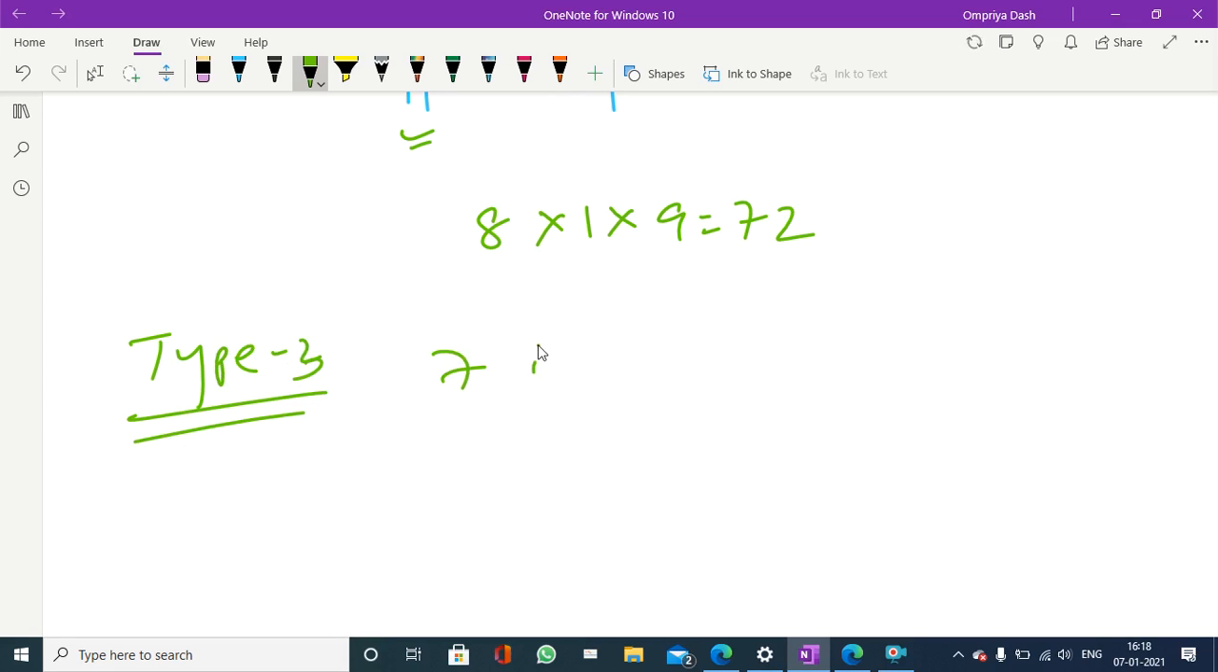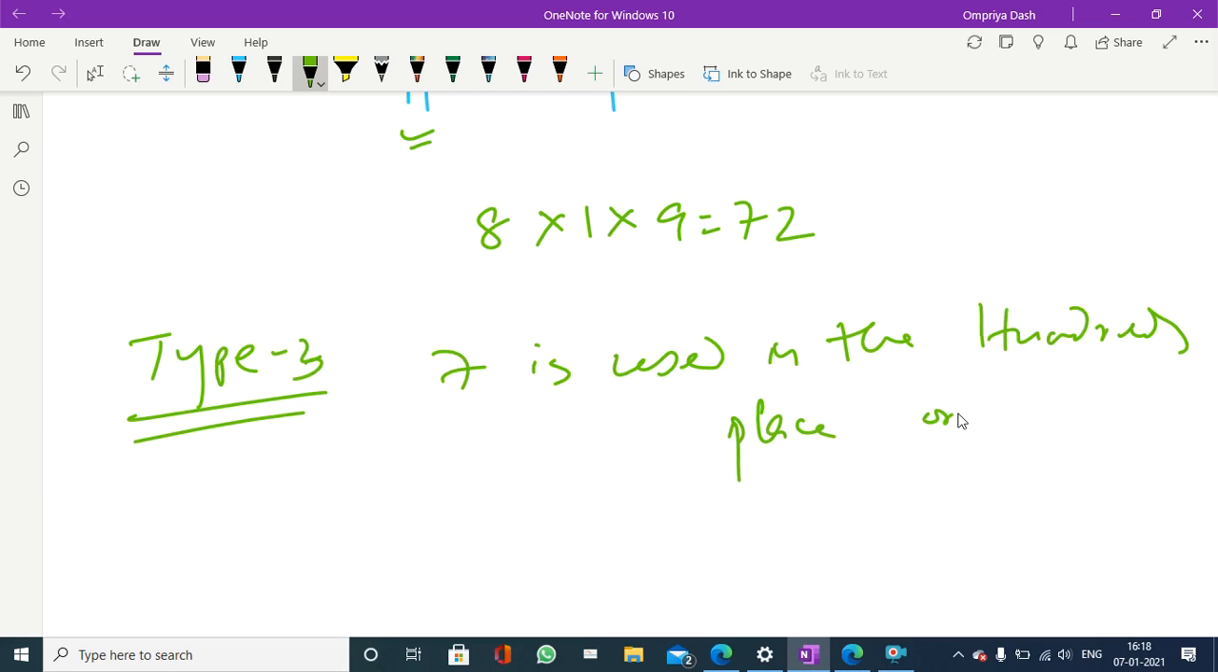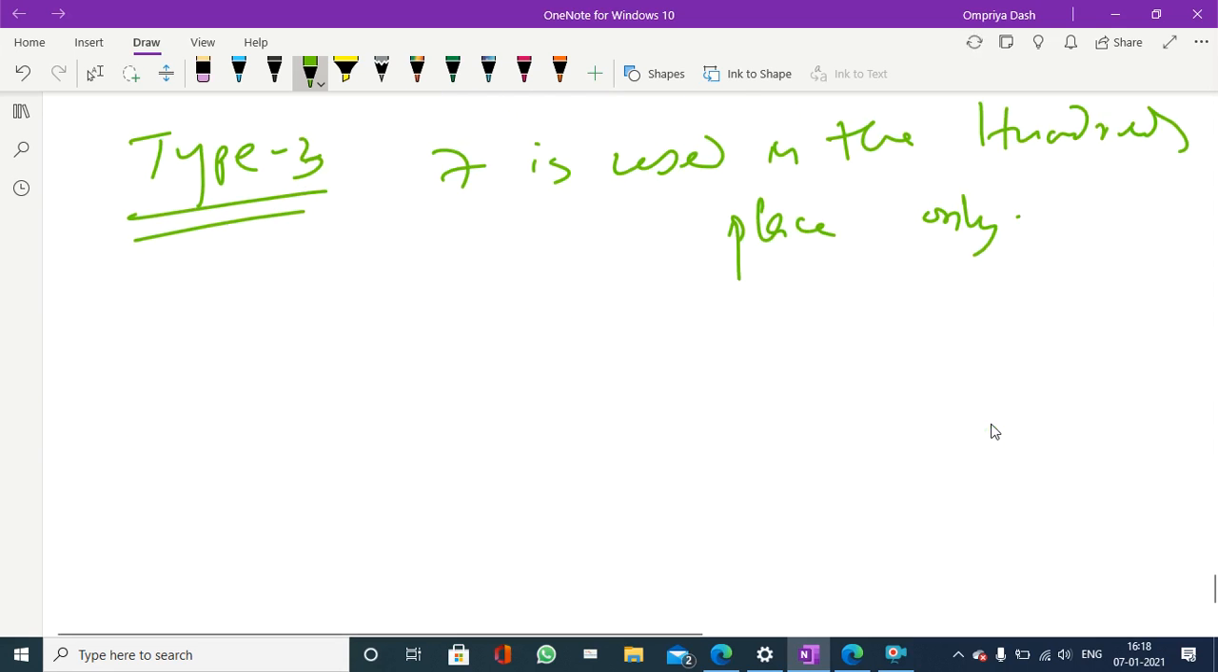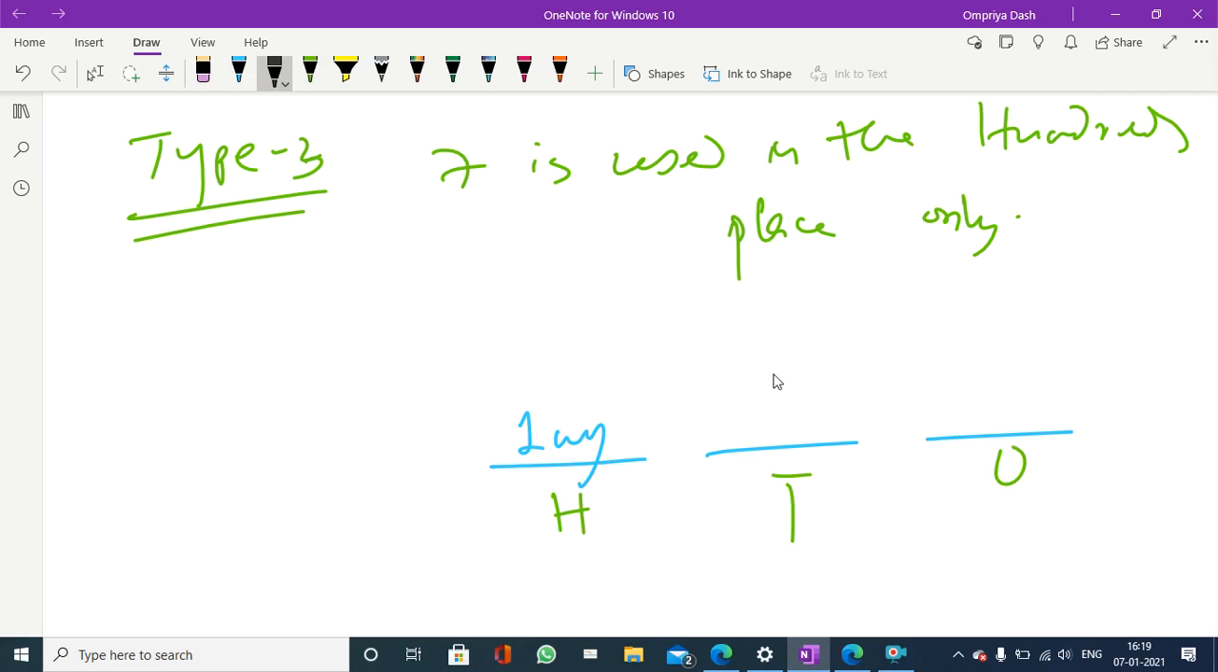Type 3, where 7 is used in the hundred place only. Now this is a bit interesting. We have to fill the hundred place with 7, so the hundred place will be filled in one way. Now in how many different ways can I fill any one of the others first? 9 different ways, because other than 7 I can fill any other digit here.